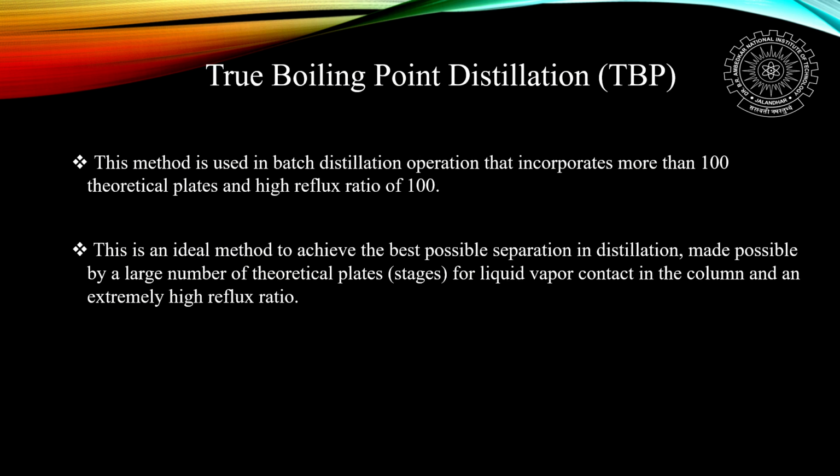So moving on to the true boiling point distillation, that is our first method of distillation. First of all, this method is used in batch distillation operation, which includes more than 100 theoretical plates and a very high reflux ratio of 100. Basically, it is an ideal method that is used to achieve the best possible separation in distillation. And I told you earlier that it is done by a large number of theoretical plates and a very high reflux ratio, that is of 100.